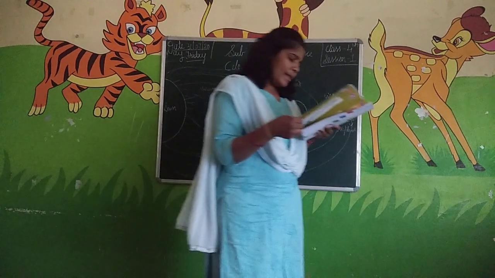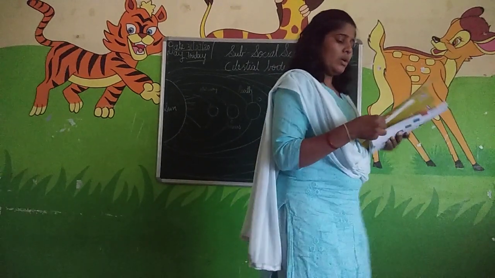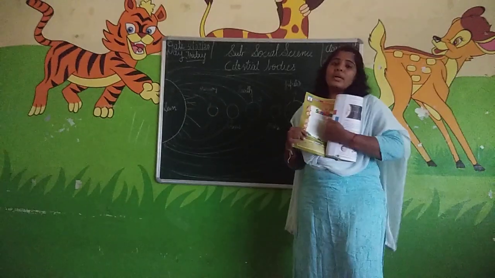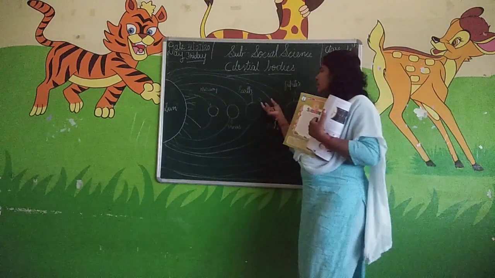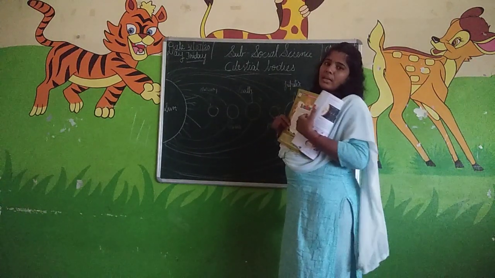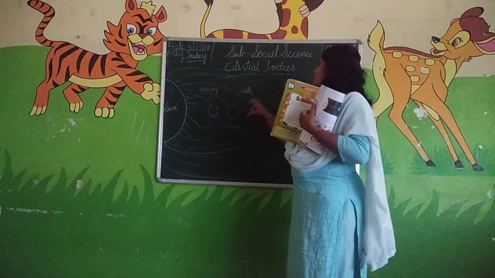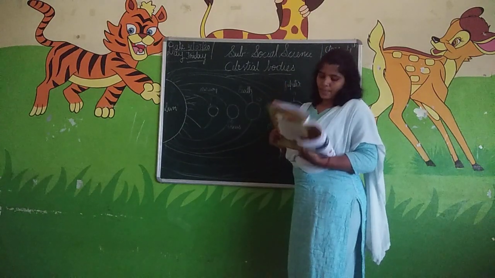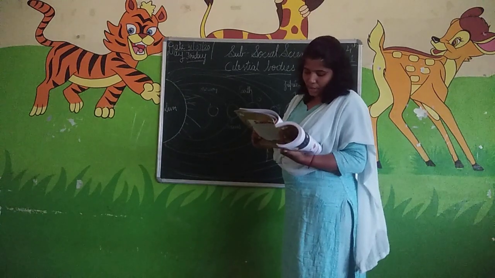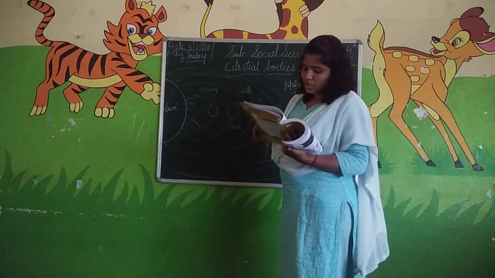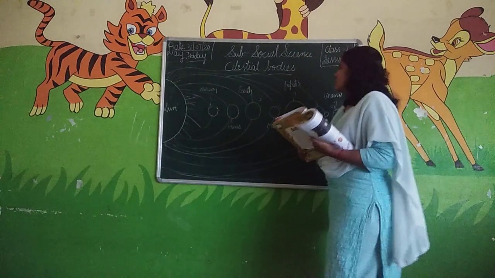It has no light of its own. It does not give any light of its own. All this light we can see is from the sun itself. The sun's light we can see on the moon. The moon is a natural satellite of the earth. It has no light of its own. It shines because of reflection of the light of the sun.